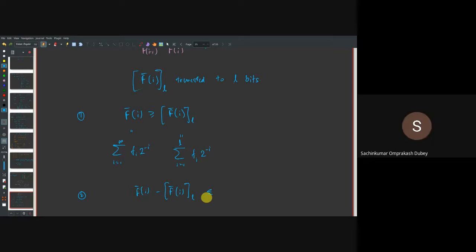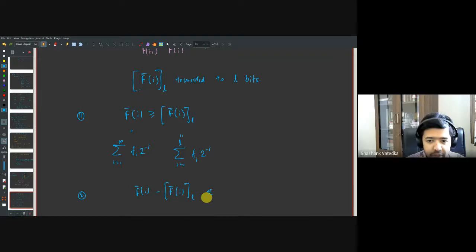F bar of I itself. Can it be that bad? So I'm keeping the first L bits, remember? So let's think about this. What is the error going to be?